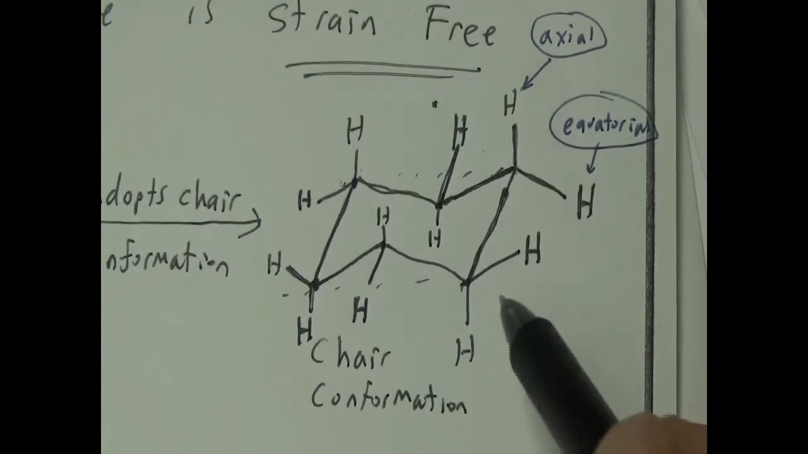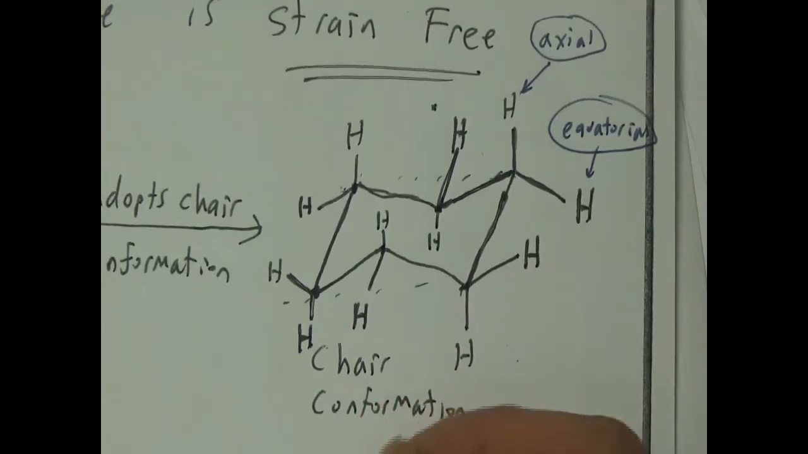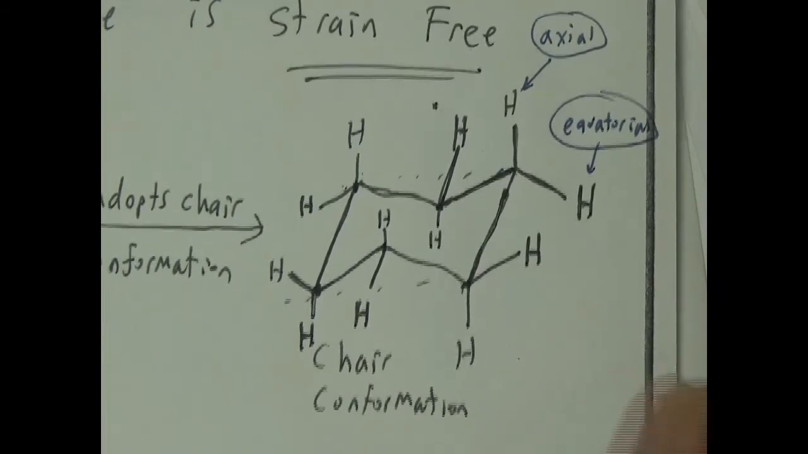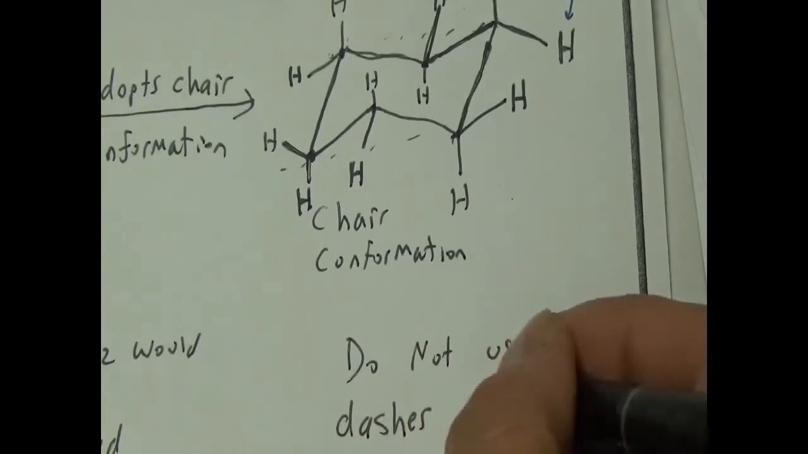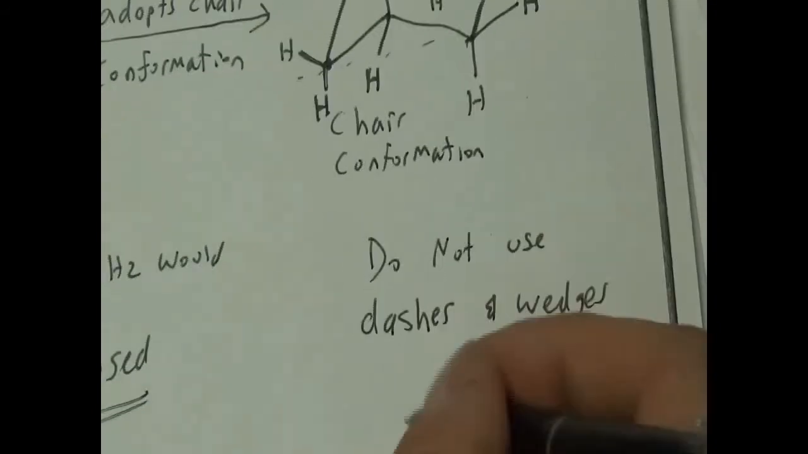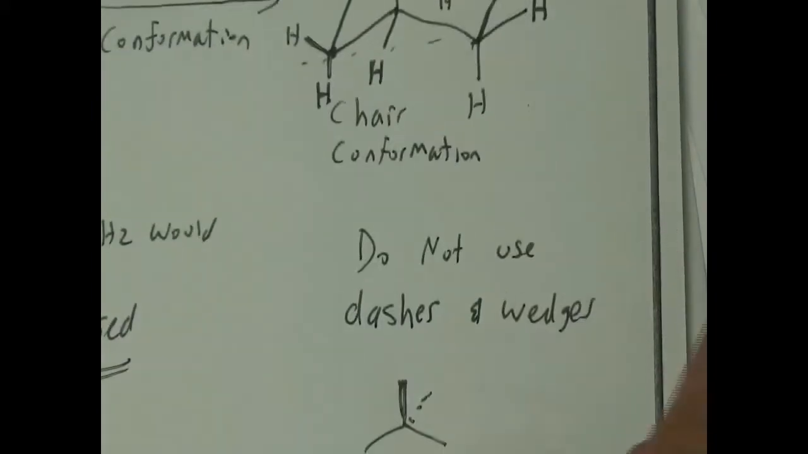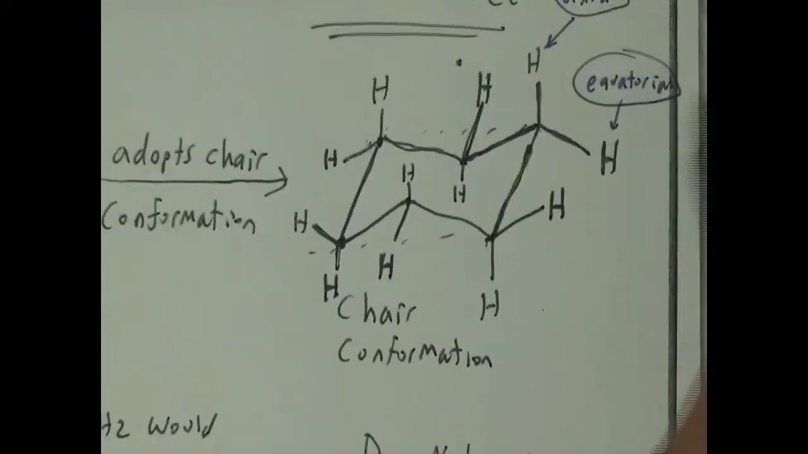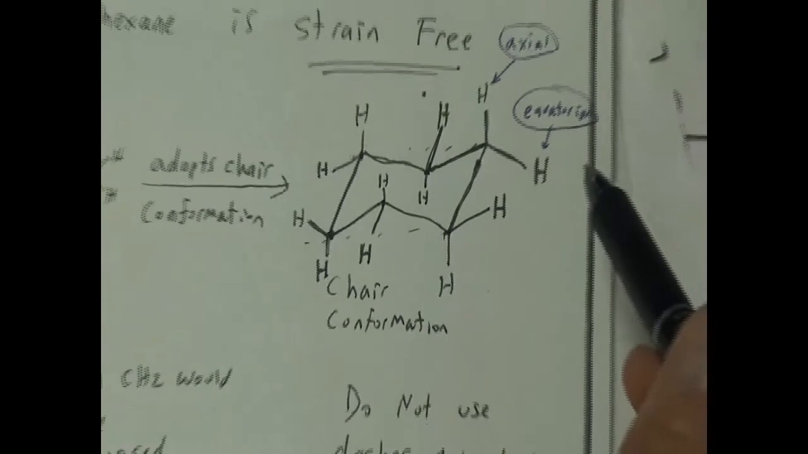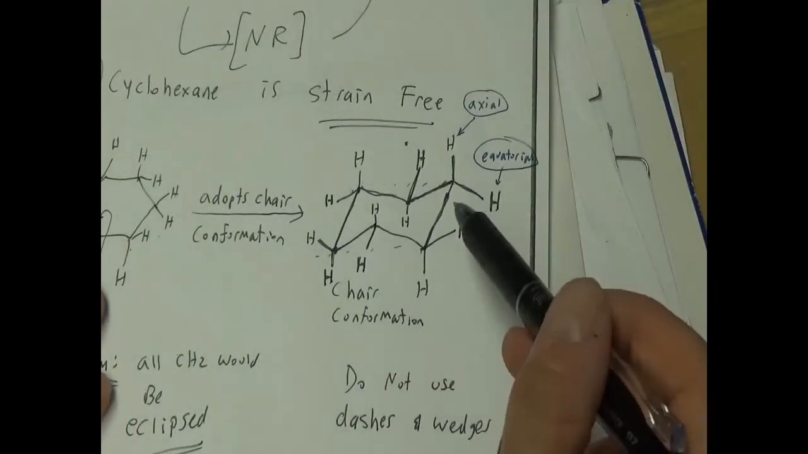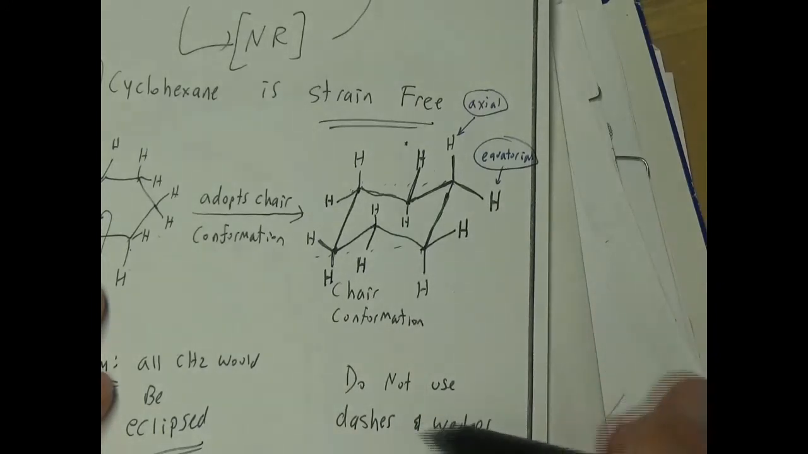What else am I going to say real quickly about this? Don't use wedges or dashes. Do not use dashes and wedges. Remember those things? Like this. In general, when you're drawing a chair cyclohexane, we need to visualize the three-dimensionality of it just by the way we draw this. We don't use dashes and wedges ever, ever, ever for cyclohexanes like this.